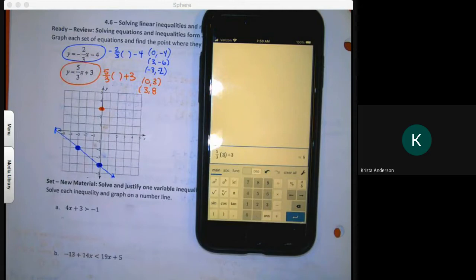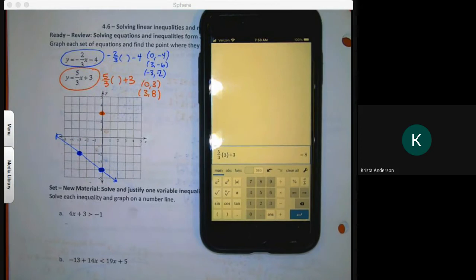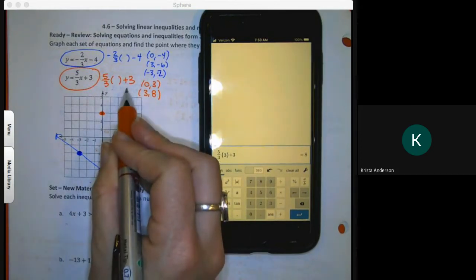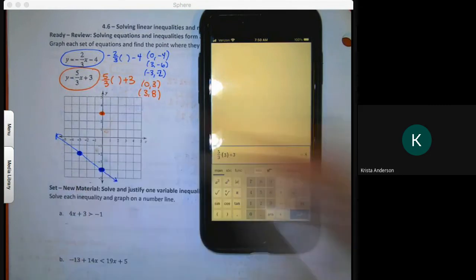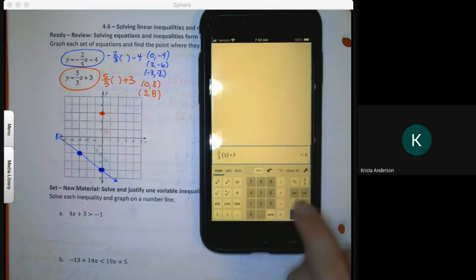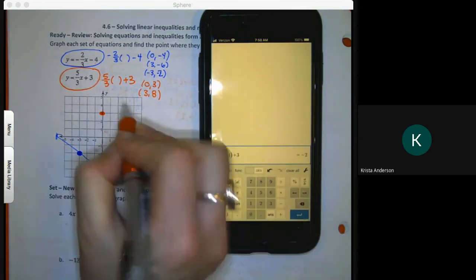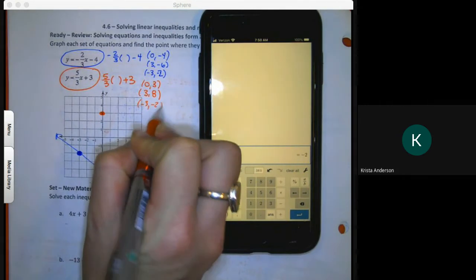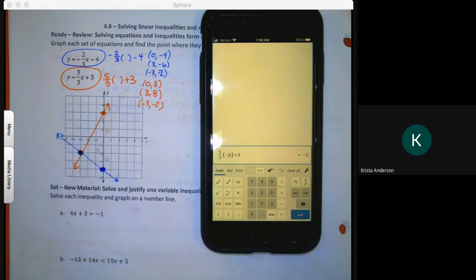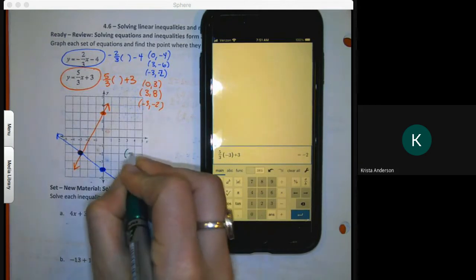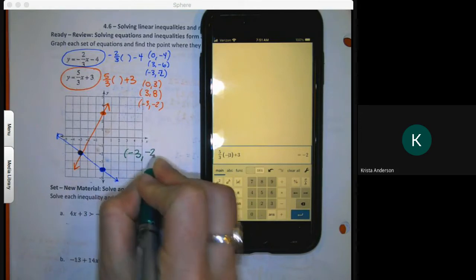Is that going to work for my graph? 3, 8. If I try and go there, it won't fit. So I'm going to adjust and change it to a -3, and it's at -2. That means my solution is -3, -2.